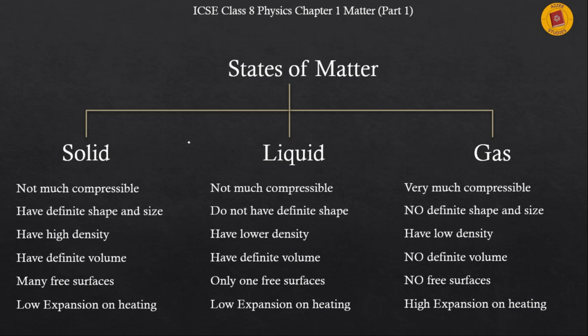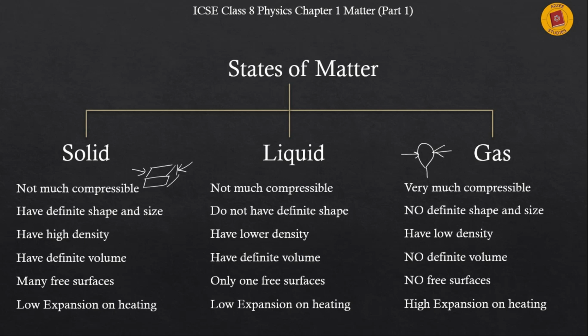Solids are not much compressible. If we have a rigid body, for example a stone or a wooden box, and we put pressure on the two sides, it won't get compressed. Liquids are also not compressible, but gases are very much compressible. If we squeeze a balloon, the balloon can be squeezed.